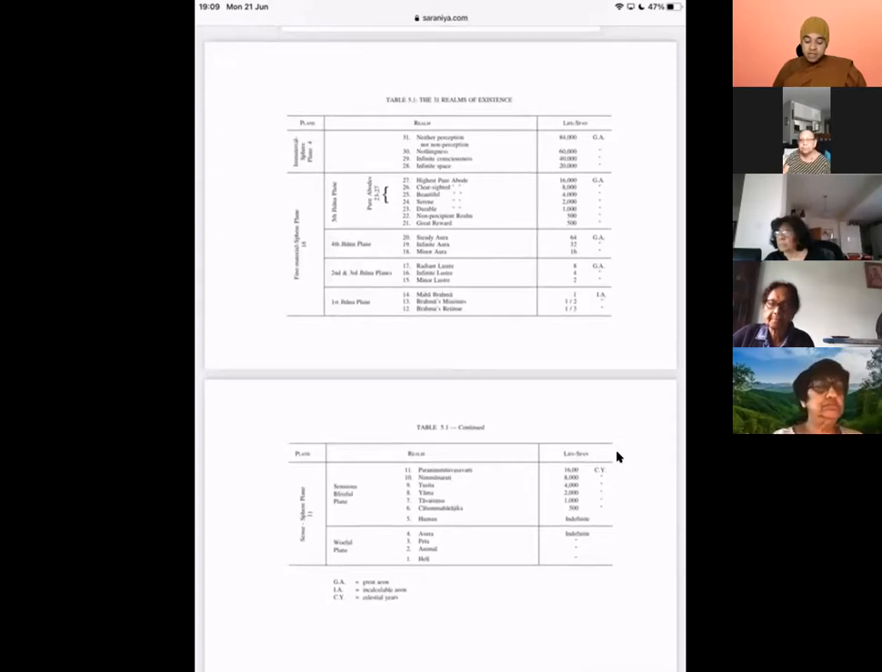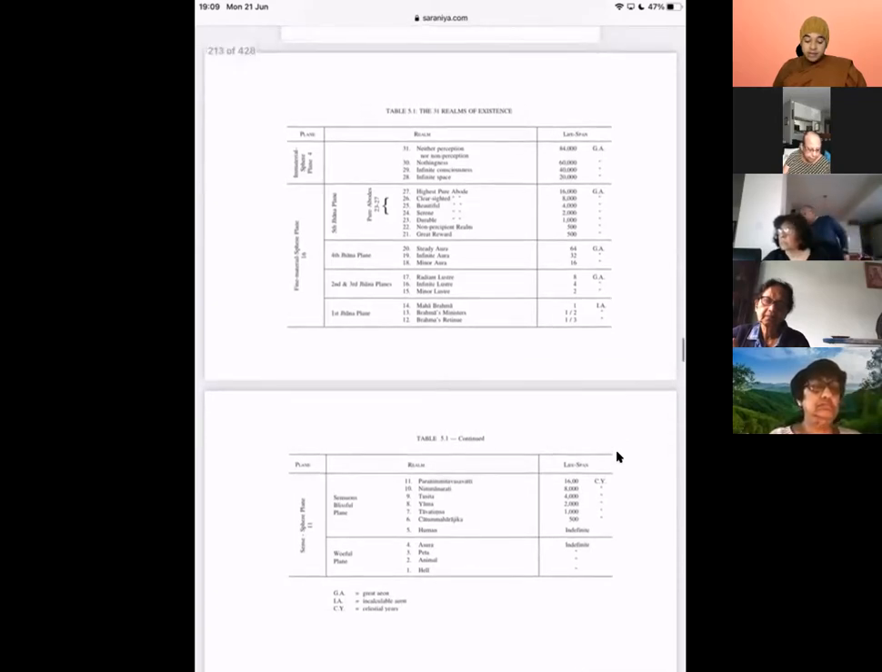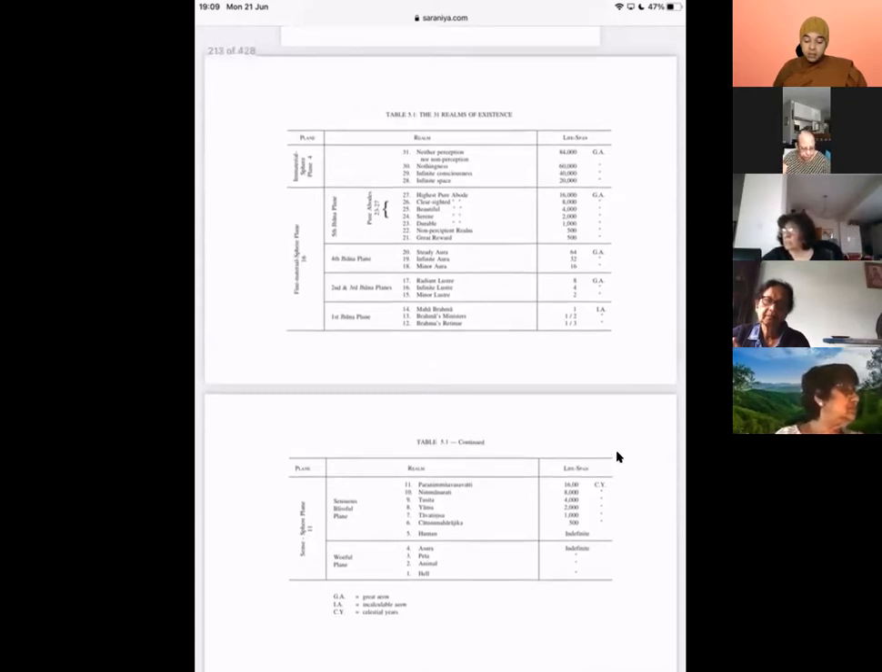The first jhana: Mahabrahma, Brahma's ministers, Brahma's retinue. Then the second and the third, they have combined together. And then the fourth jhana plane: steady aura, infinite aura, and minor aura. And then the fifth jhana, 1, 2, 3, 4, 5, 6, 7. But you said 2 are combined, isn't it? Yes, the 2 that are here, according to this.